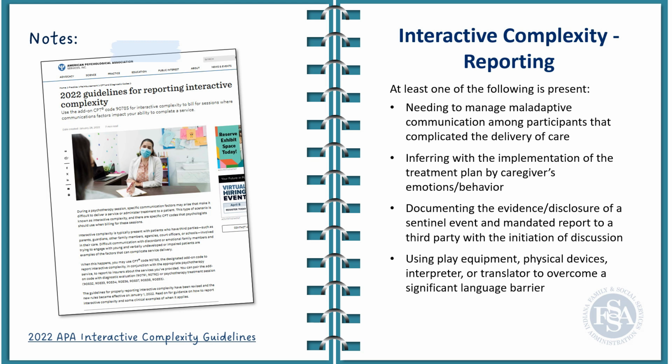Evidence or disclosure of a sentinel event requiring a mandated report to a third party, for example, reporting abuse or neglect to a state agency. This evidence or disclosure goes along with the initiation of a discussion about the event and/or report with the patient and other patients. The use of play equipment, physical devices, interpreters, or translators to overcome significant language barriers. For more information about reporting interactive complexity, visit the 2022 Guidelines article from APA.